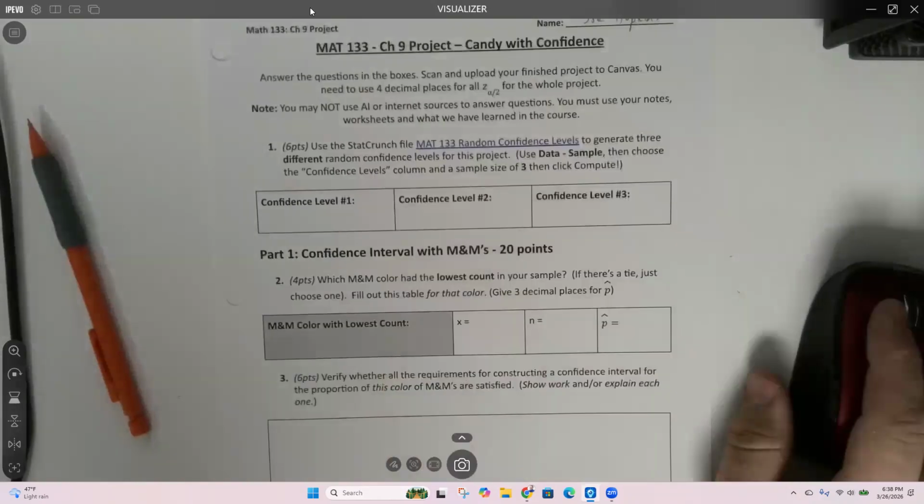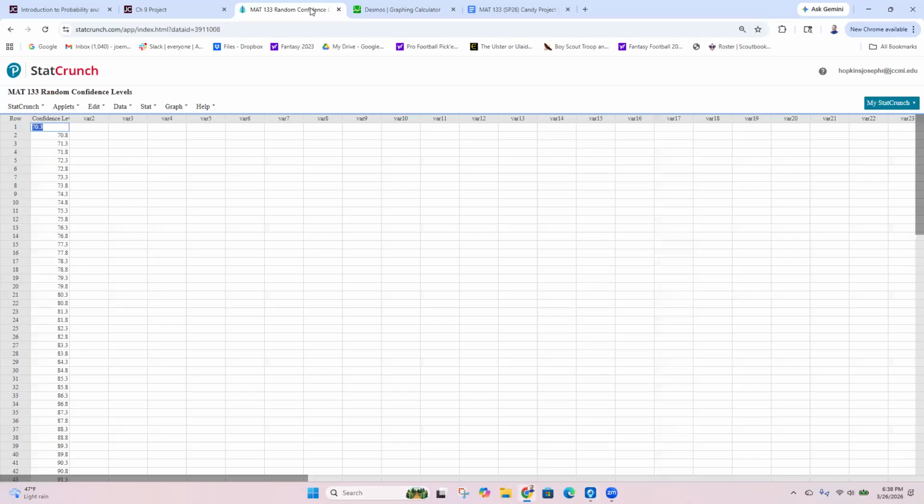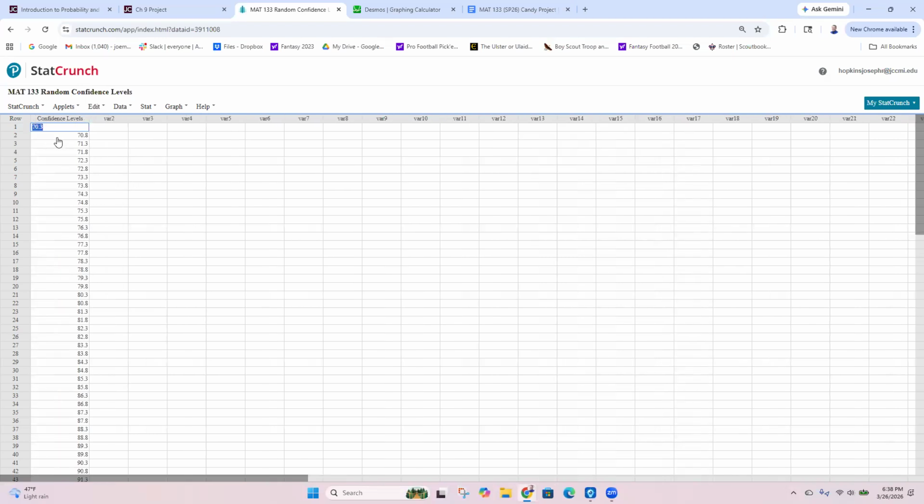So here's what you're going to do. We're going to go to that StatCrunch file that I dropped in the chat, random confidence levels. These confidence levels go from 70.3% up to 99.8%. There's not 100% here; we already talked about that. You can't do that. But 99.7 is 3 standard deviations, so 99.8 is a little bit better. We could have even gone to 99.9, 99.99. 95, that's a normal one right there. 95.3, 95.4, 95.8, those are fine.